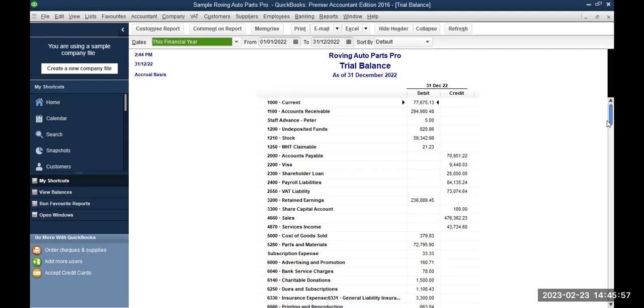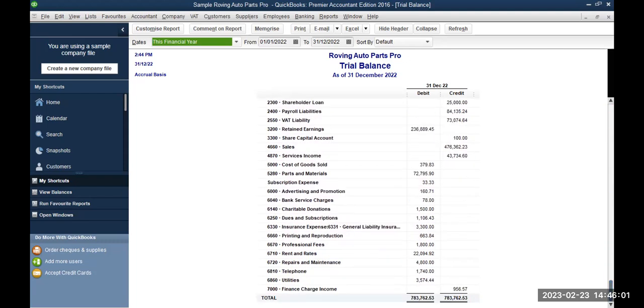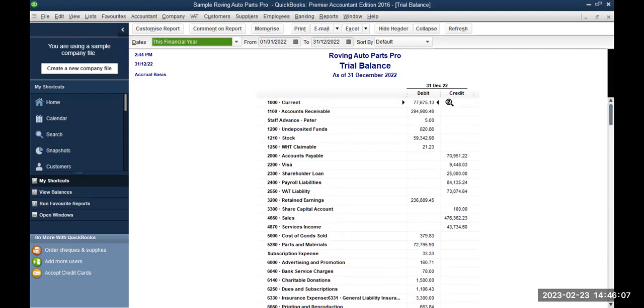If you look at the bottom here, you're going to see that it has balance. Definitely, it always balances. It never fails to balance. But what is important then is to look at the integrity of the data. So for example, you might find this is our bank account, so it has a debit balance.